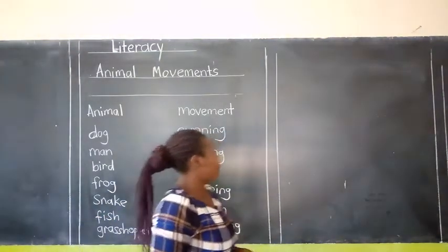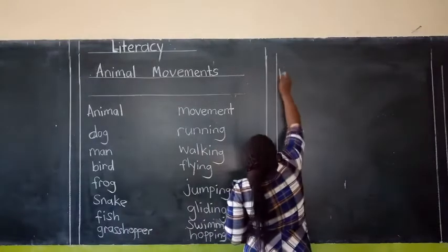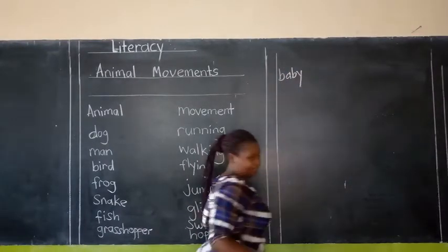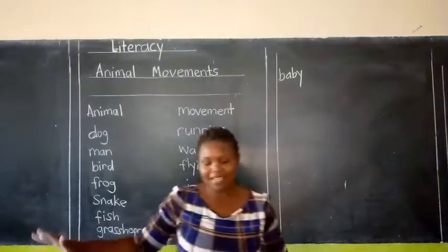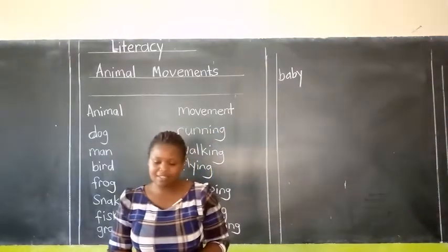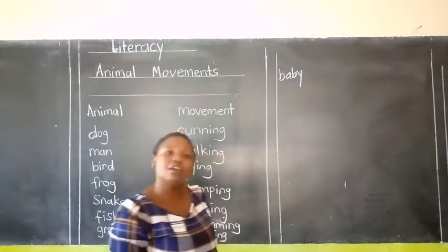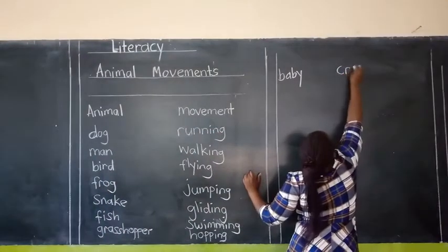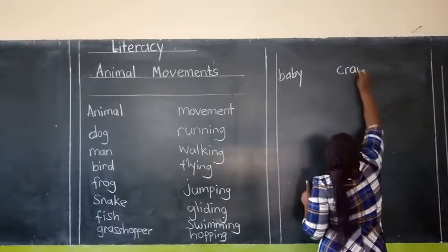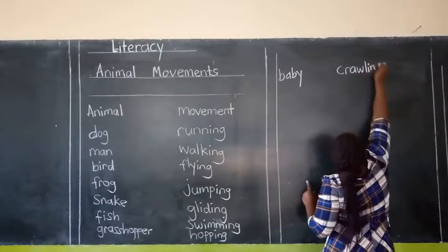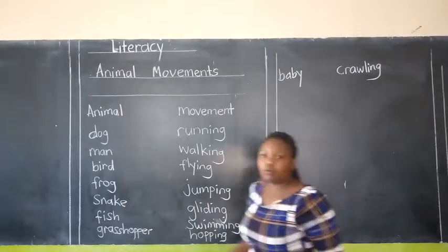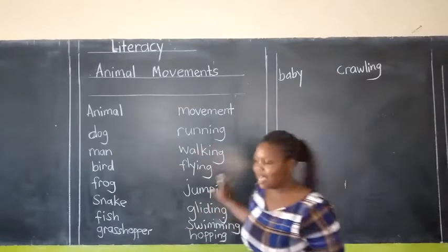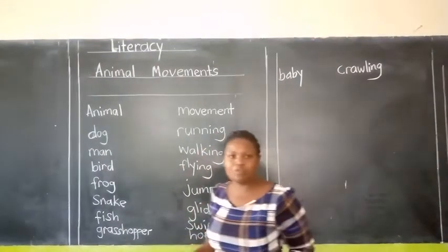We can also have baby. Your younger sister, your younger brother. How does your younger brother or sister at home move? It's by crawling. So, these are some of the animals we have looked at and their movements.